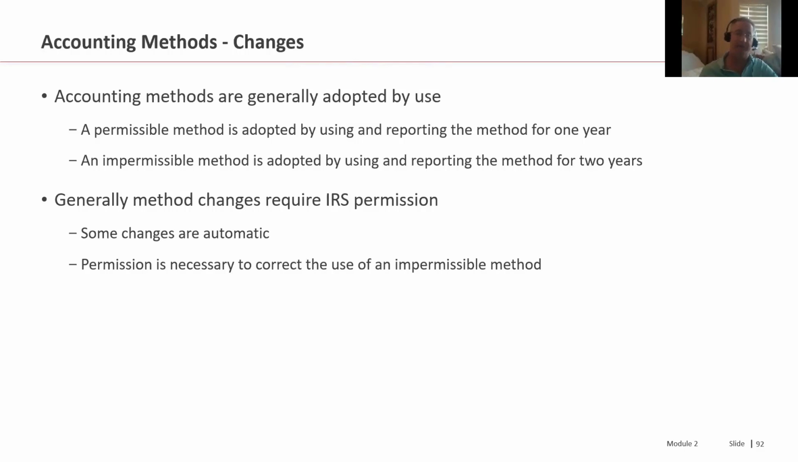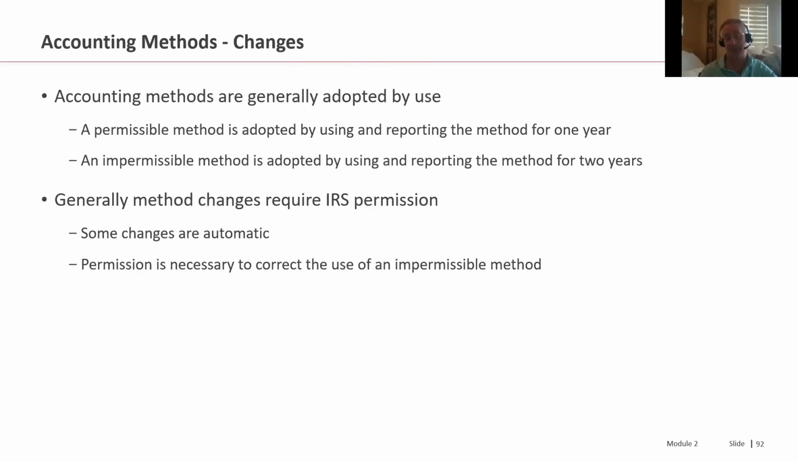And the reason that matters is once you've adopted an accounting method, to change that accounting method, you have to ask the permission of the IRS. Now, some changes are automatic. So, for example, the tax law just made a bevy of changes to the rules. Generally speaking, the IRS will send out a revenue procedure that says changes that are just a function of the fact that we changed the tax law are automatic. You don't need to ask for our permission. Permission is always necessary to correct the use of an impermissible method.